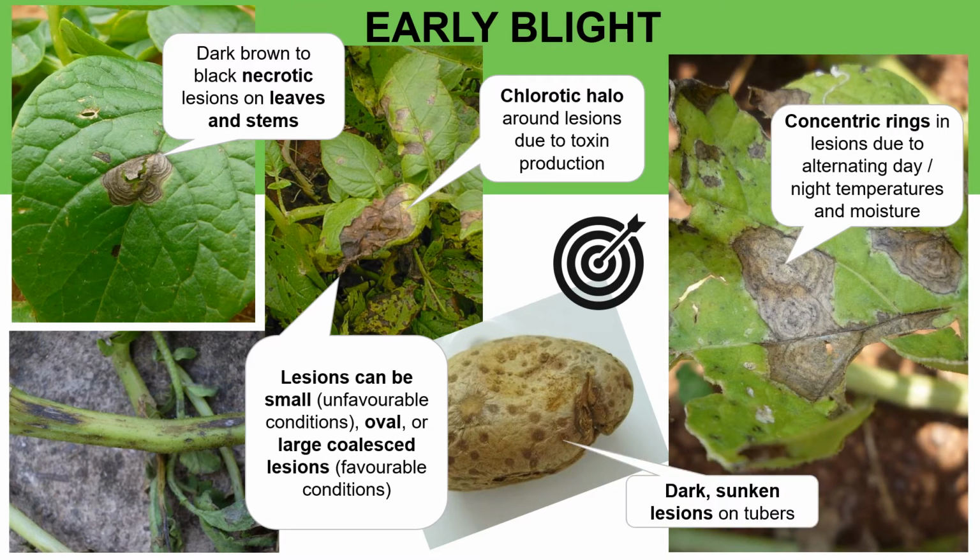Symptoms on tubers appear as dark, sunken lesions on the tubers, although it is not that common to see Alternaria solani infections on tubers. Tuber infections occur when there's a very, very high inoculum pressure in the field.